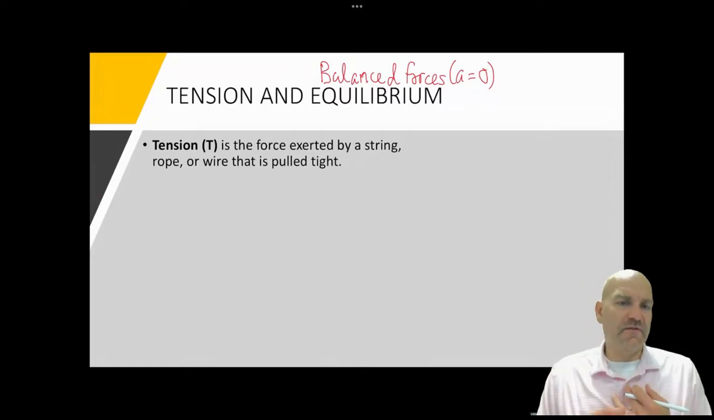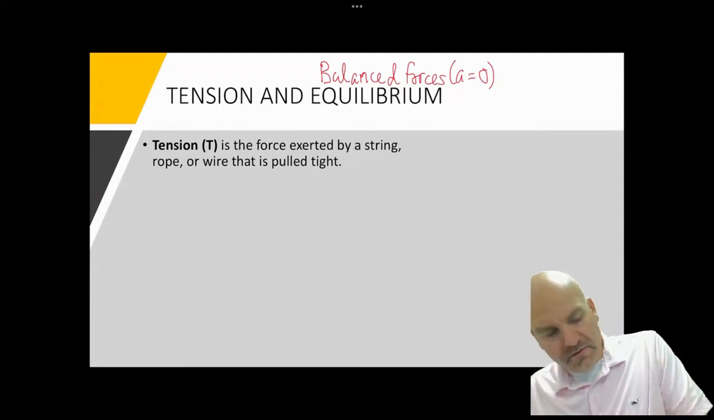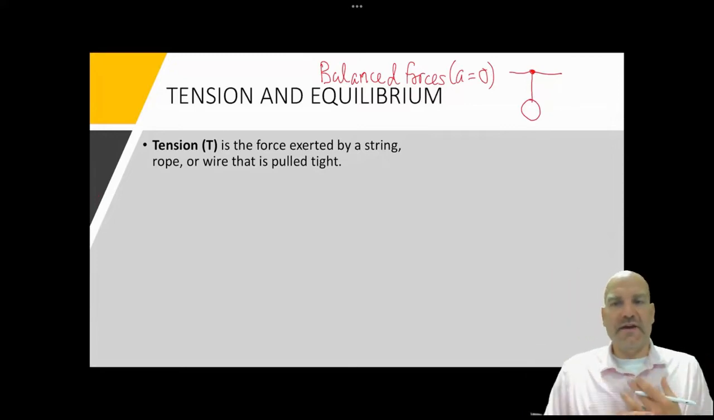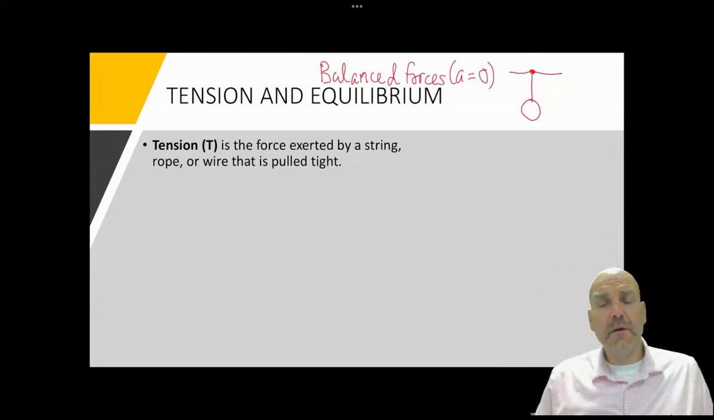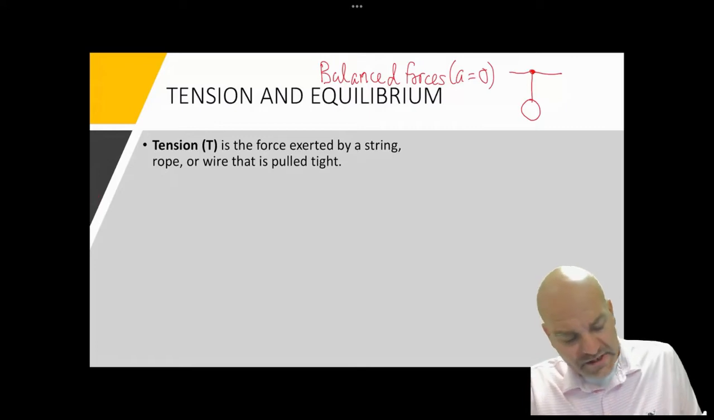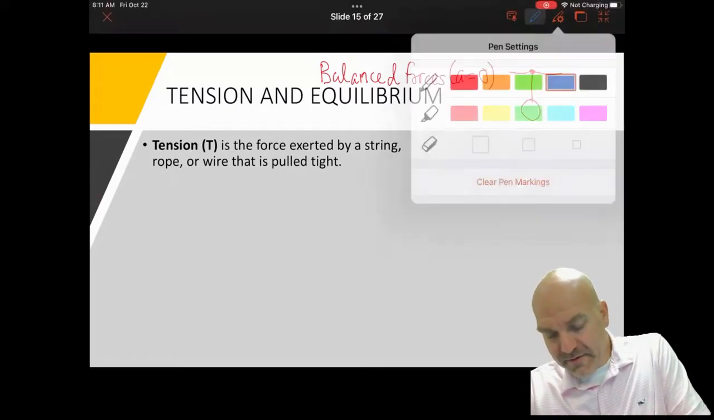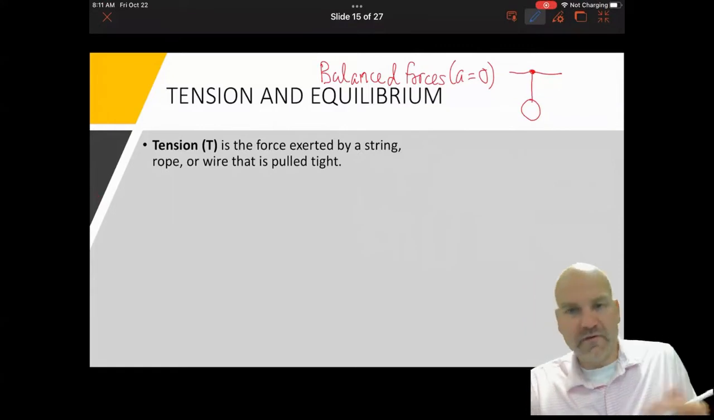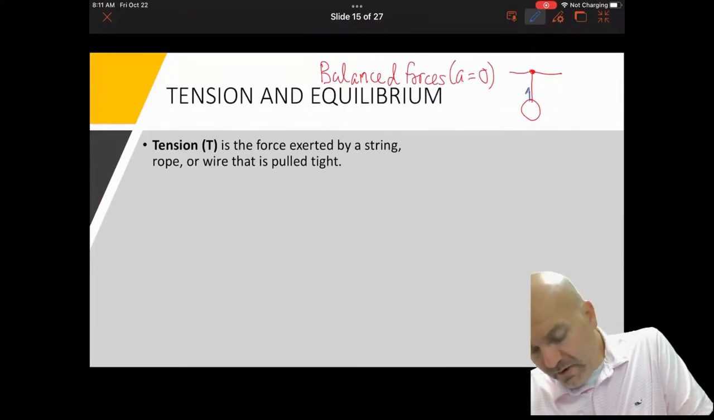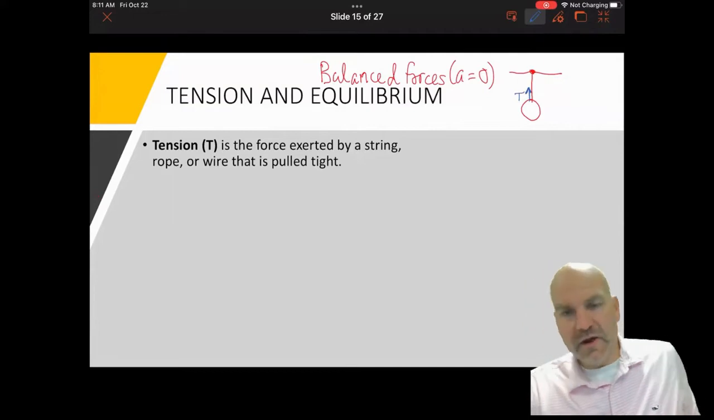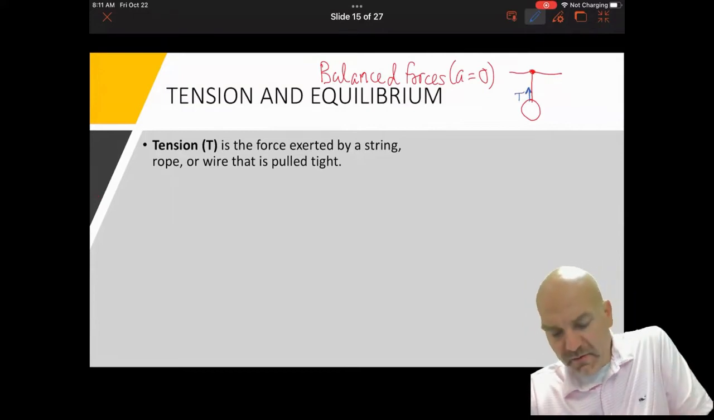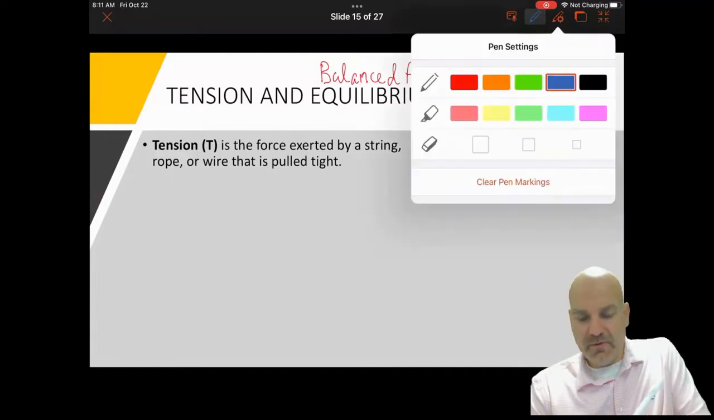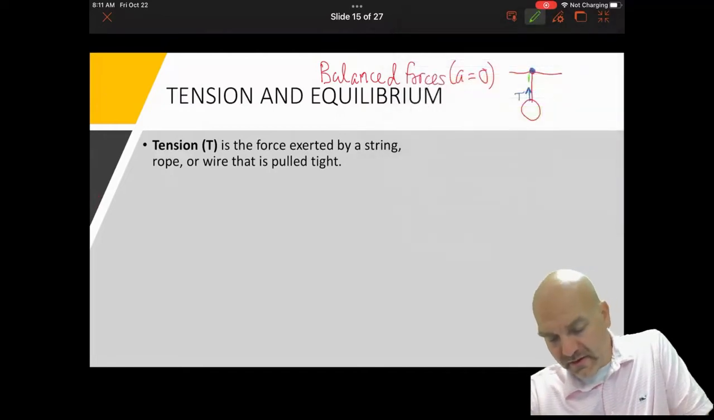So tension is defined as the force exerted by a string, rope, or wire that is pulled tight. And so basically, the way to think about it is, let's say I have an object hanging off of a string attached to a ceiling. Tension is in the string, and if I'm doing a free body diagram, it's going to point towards what is really causing the tension. So with the ball, the string is pulled tight, yes, because of the ball, but also because of that connection point at the top.